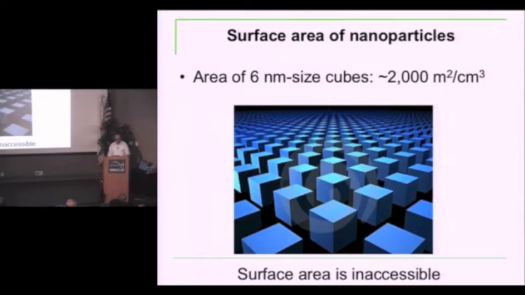Let me introduce metal organic frameworks in the following way. If I take nanoparticles, let's say that they're shaped as cubes with 6 nanometer size on an edge. If you calculate the surface area of such cubes, you find that it's around 2,000 square meters per cubic centimeter. Okay, and that's not an achievable surface area in nanochemistry, because when you make these nanoparticles, they adhere to each other, preventing access to the surface.